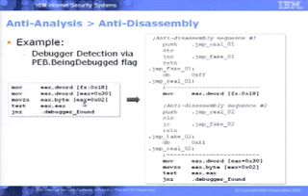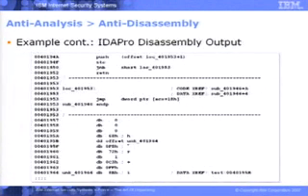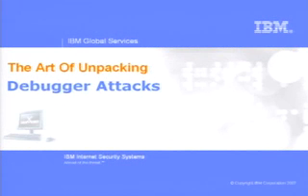What will happen in this particular example is that when you load that in WinDBG, you will see that the disassembly is different from what you expect. That is the output in WinDBG, and the other is the output in OllyDbg. This is the disassembly output in IDA Pro. For packers that use it, you need to manually fix the disassembly, which is time consuming. So these are the debugger attacks.